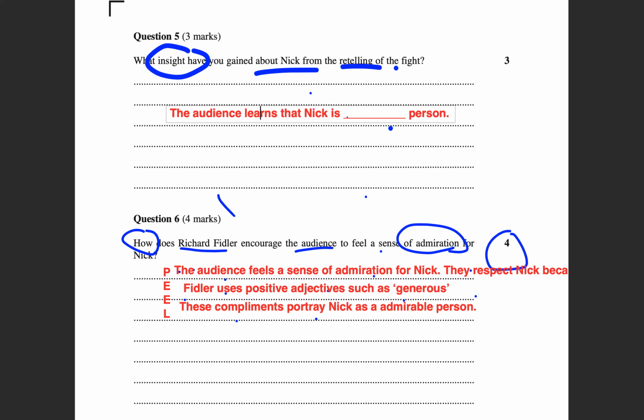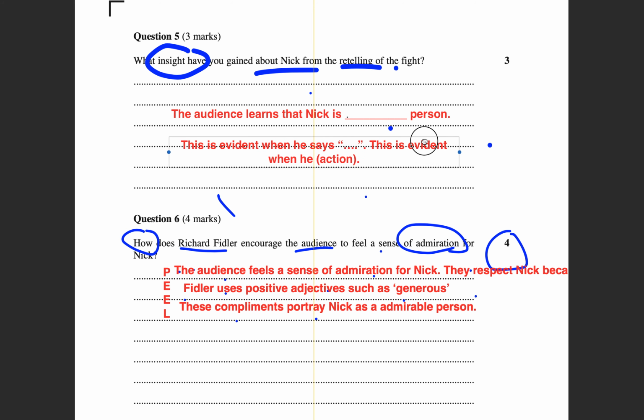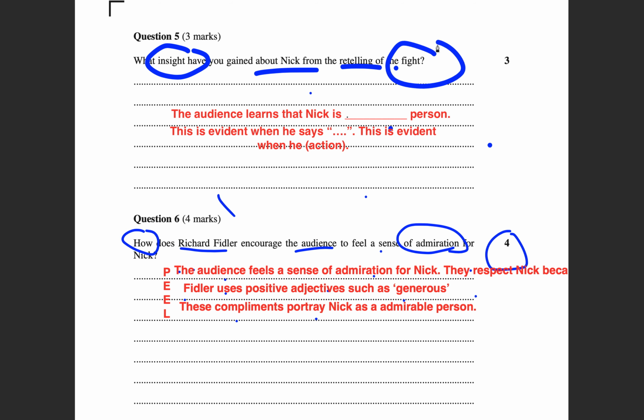And then you say, in your next sentence, for example, this is evident when he says, and you include the quote. Or this is evident when he, action, what did he do? And remember, it has to be about that fight.